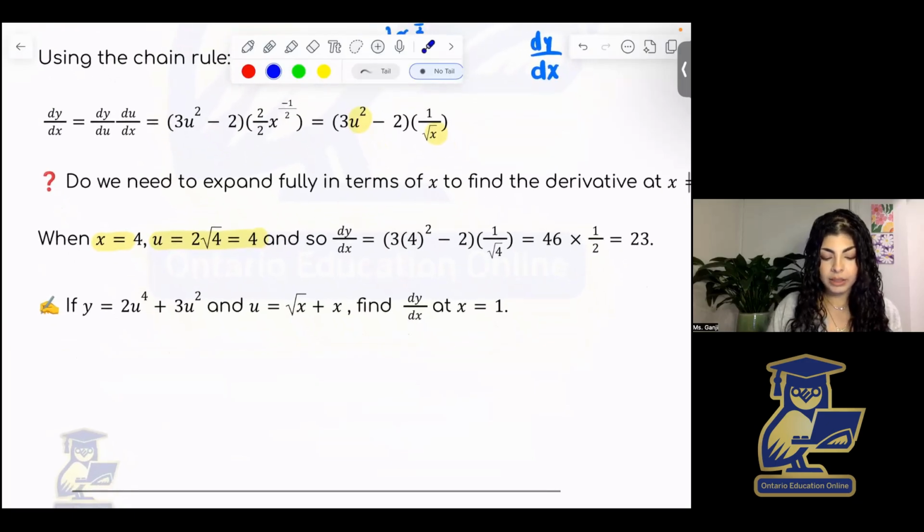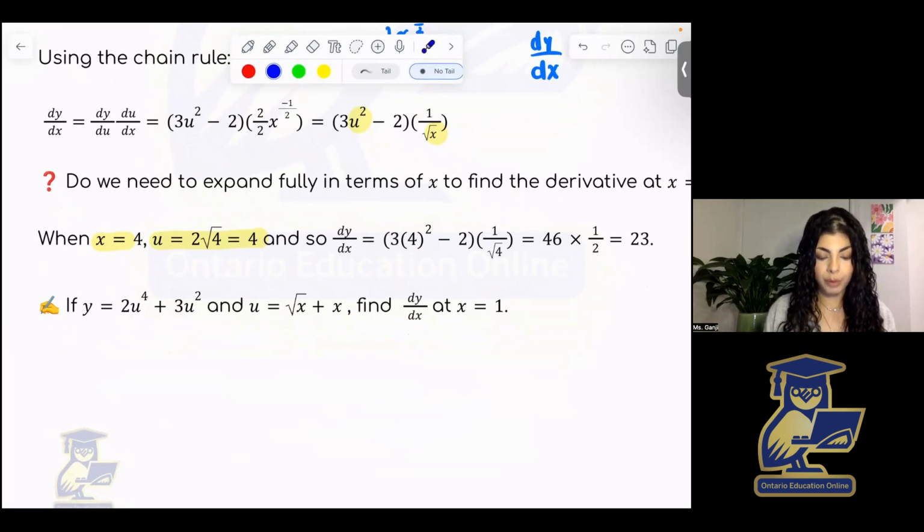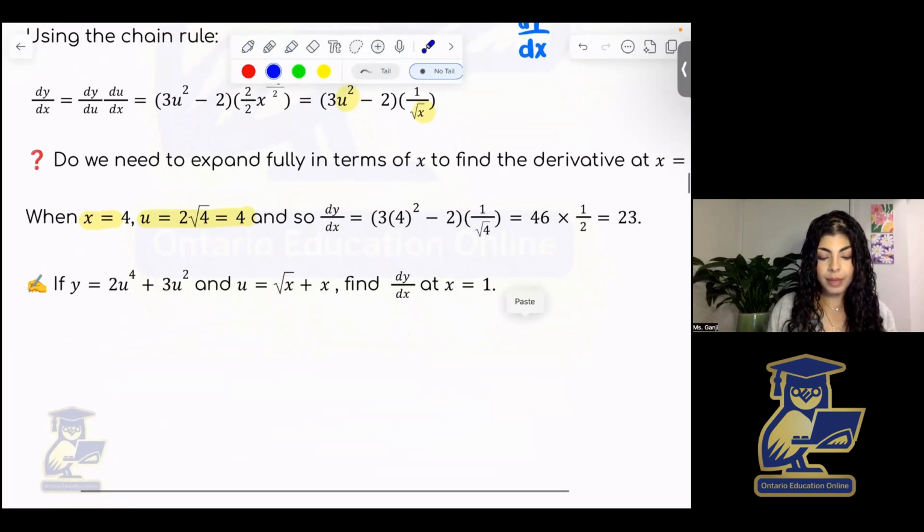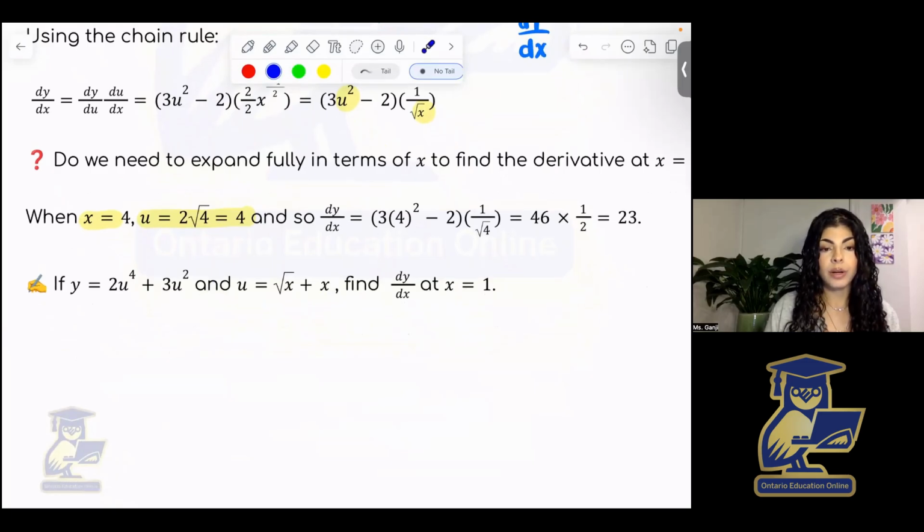And another practice question for you: if y is equal to 2u to the power of 4 plus 3u squared, and u is given by square root of x plus x, then find the derivative at x is equal to 1.